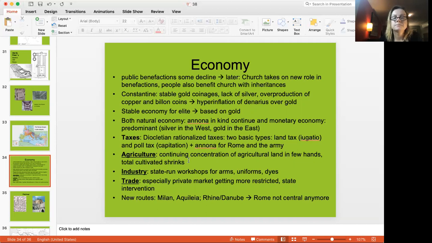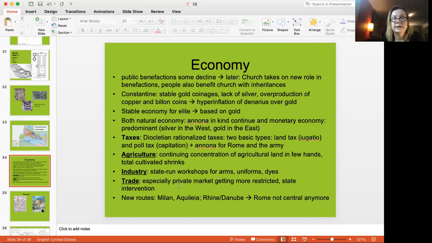In addition, we will see a lot of state intervention into business. Ever since Diocletian, who had a failed attempt at limiting maximum prices of goods, we see state intervention not just on the level of issuing coins, but also on the level of industry and trade. And in particular, in late antiquity, we will see state-run workshops for arms, for uniforms, for various dyes. That just shows us that the state now doesn't think that they can buy these things on the open market, which might have been a sort of business opportunity in the past.